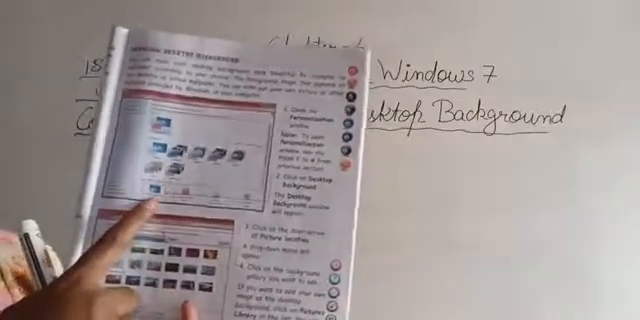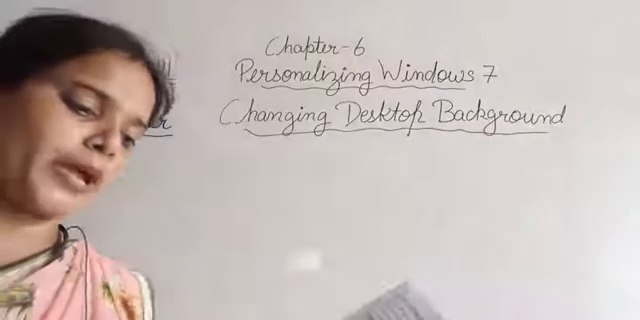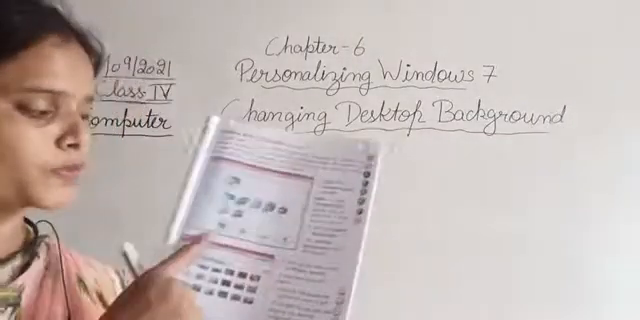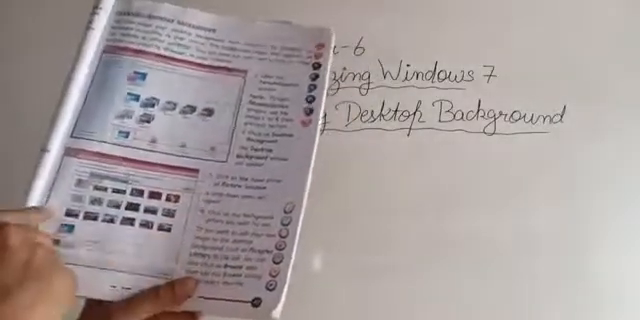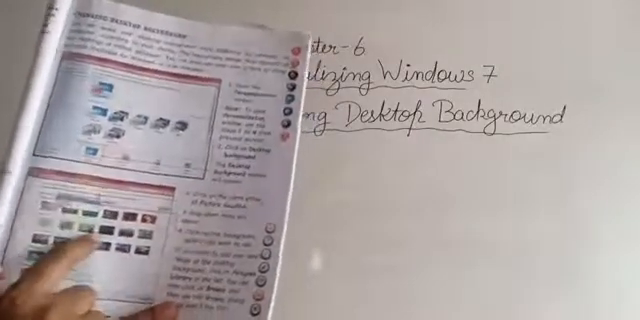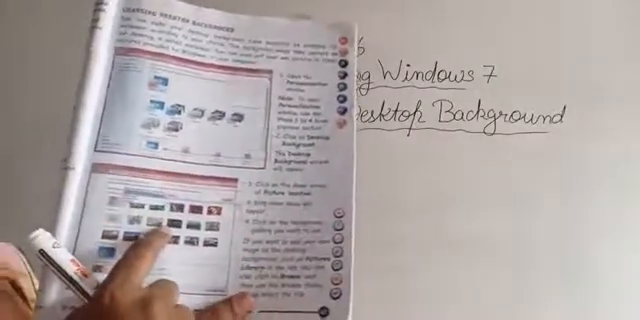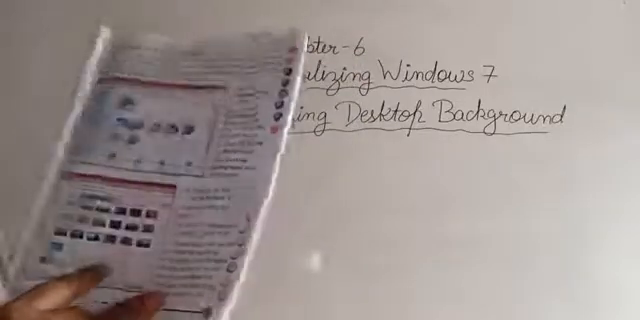After making a click here, so what will happen? The desktop background window will appear. As soon as you click on this option, Desktop Background, the next window will appear. This window is known as the Desktop Background window. So as you click here, the next window will appear on your screen, on your laptop screen or the computer screen. That is the desktop background window.